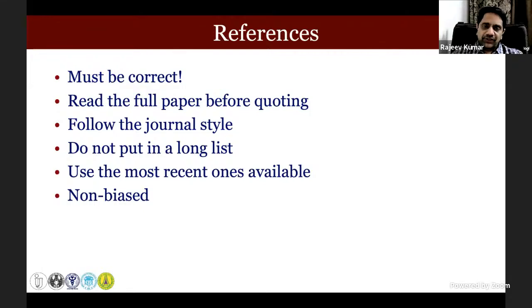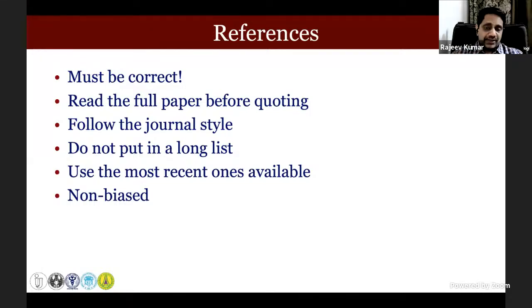Otherwise, if you quote a reference to claim something, but that reference doesn't actually say it, the reviewers aren't going to like you, because it means that you haven't actually read the paper and you're just putting in a number to impress. Read the paper, make sure the references are correct, make sure the references are written in the right style. And if you have a recent reference, use a recent reference. Don't pick up a reference from 1950 if there is a reference from 2010 that talks about the same thing.